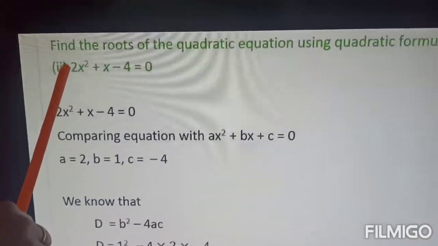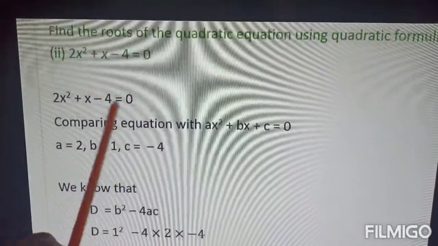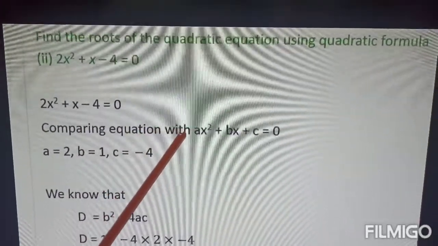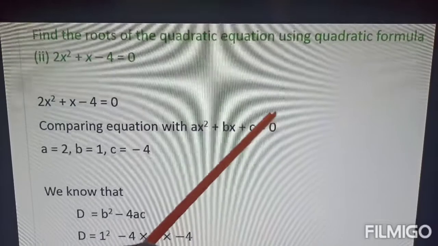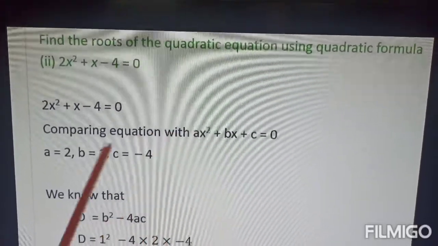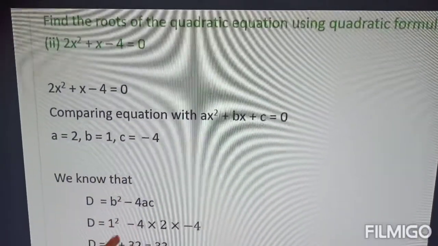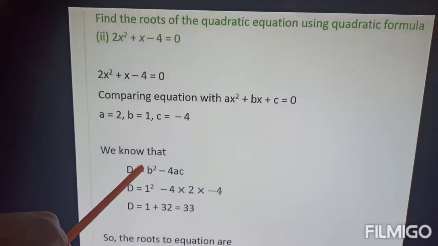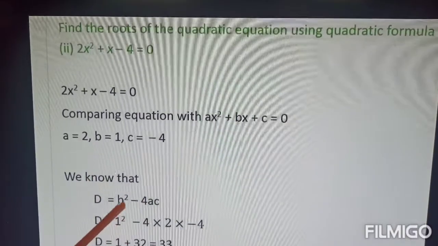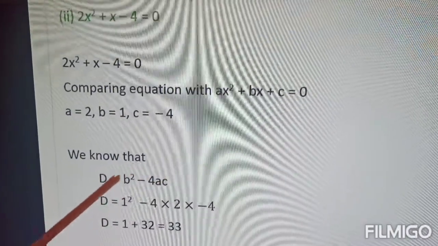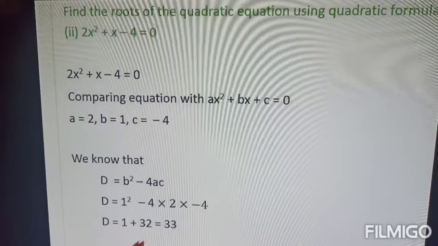See here, the example is 2x square plus x minus 4 is equal to 0. This given quadratic equation, comparing with ax square plus bx plus c is equal to 0, that is the standard quadratic equation, we'll get a is 2, b is 1, c is minus 4. Then only under the root, what is there? b square minus 4ac. In the formula, inside the root b square minus 4ac comes, no? That we have to calculate separately. Then that value directly we can replace in the formula.